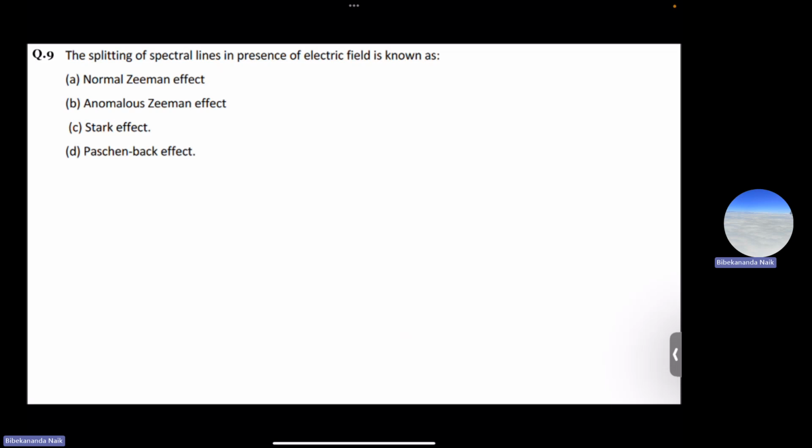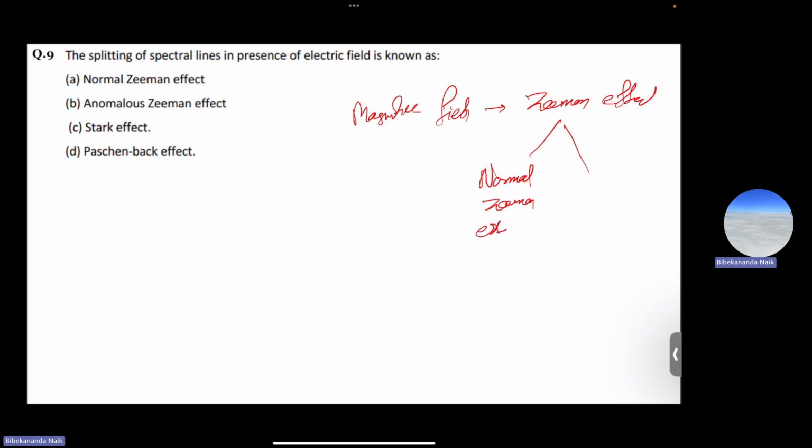Option A is normal Zeeman effect. Option B is anomalous Zeeman effect. Option C is Stark effect, and option D is Paschen-Back effect. So if you look at this question, we know in presence of magnetic field, the splitting of spectral line is called Zeeman effect, and there are two types of Zeeman effect. One is normal Zeeman effect, another is anomalous Zeeman effect. So these two options are not correct.